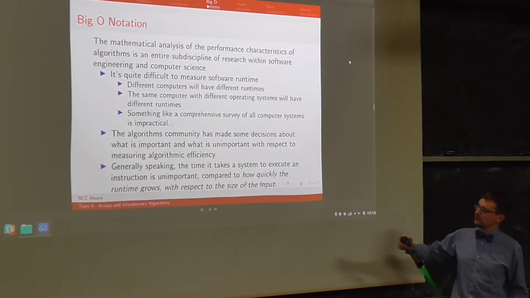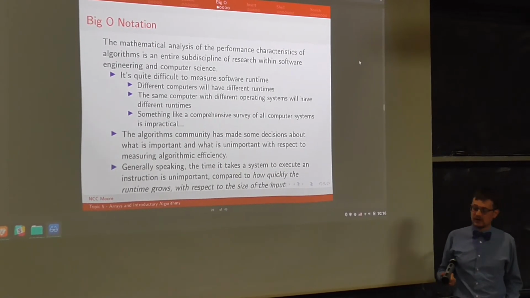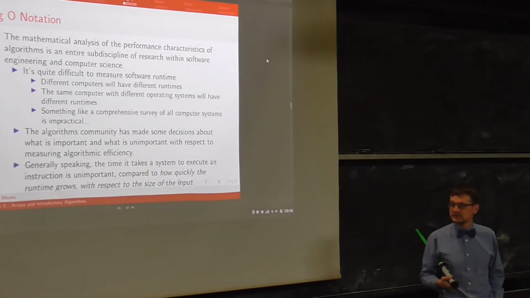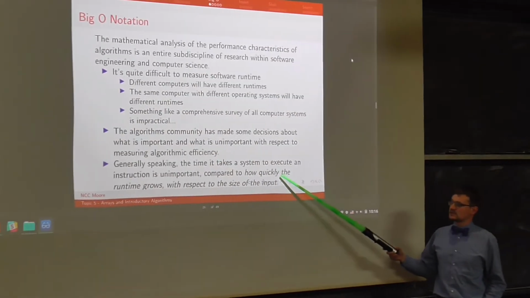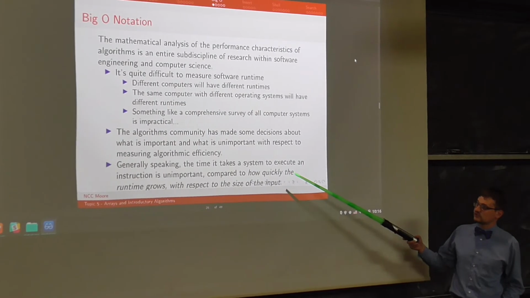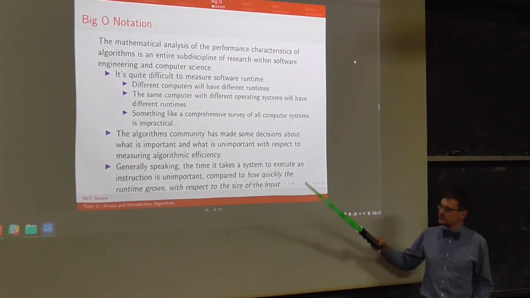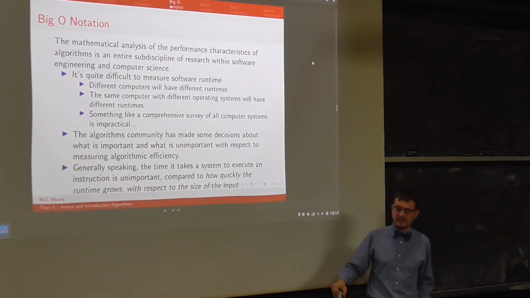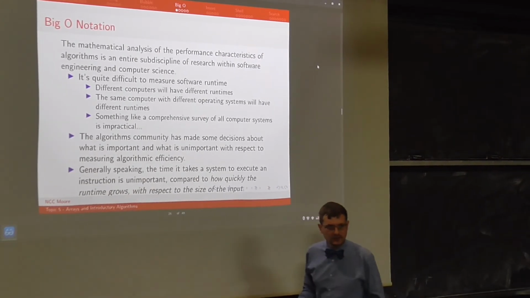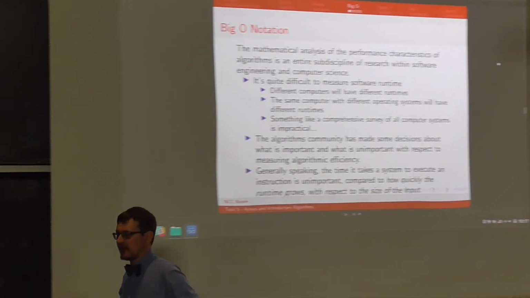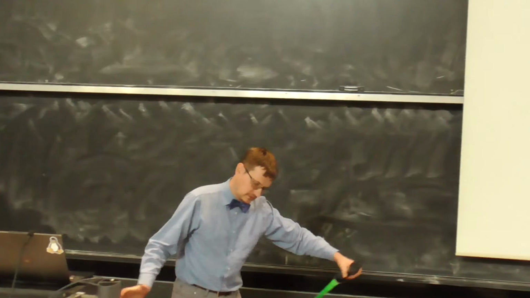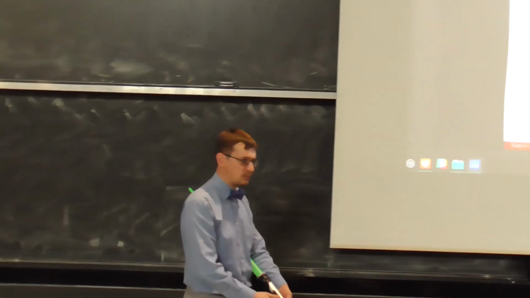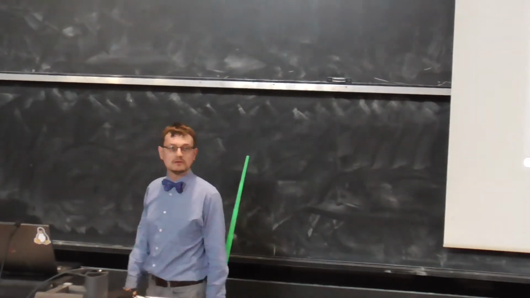So, the algorithms community has made some decisions about what is important and what is unimportant with respect to measuring algorithmic efficiency. Generally speaking, the time it takes a system to execute an instruction is unimportant, compared to how quickly the runtime grows with respect to the size of the input, right? We're not concerned with how fast your computer executes any single instruction. We're concerned with how fast that grows when you add more inputs.